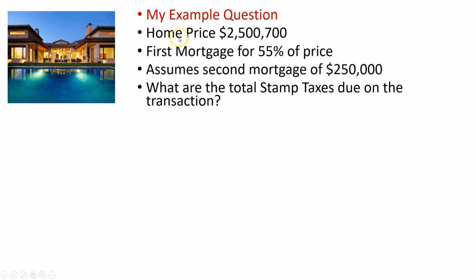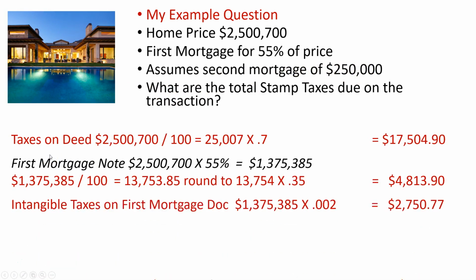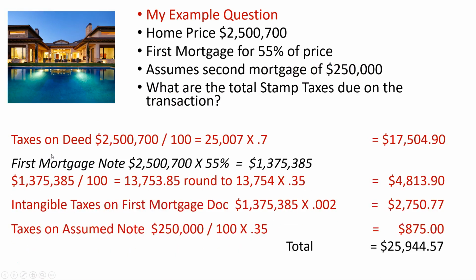So you have to pay tax on the deed, and then we have to pay tax on the first mortgage of 55% of that price, and then also the intangible tax. On the assumed mortgage, we'll just have to pay the stamp tax on the note, not on the mortgage itself. And I'm not going to go through it, but here is the answer, how we did it.